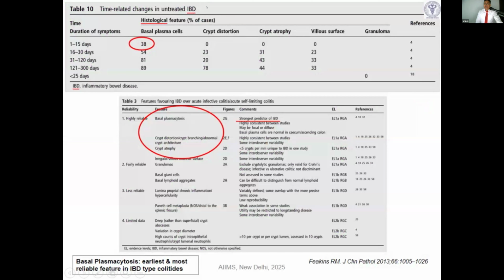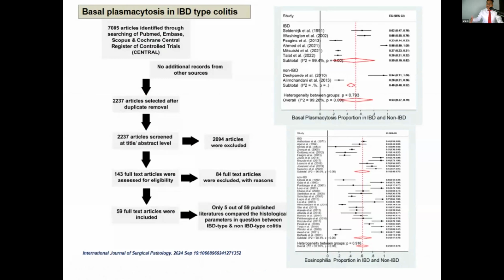Now, basal plasmacytosis was highlighted by the British Society of Gastroenterology in 2013. They said in their study that it is one of the earliest features of IBD. You can see it within 2 weeks of development of IBD, when architectural distortion is also not there, and it is one of the strongest predictors of IBD you can rely on. But please remember that many subsequent societies, like the Italian societies and some American societies, also stressed the presence of basal plasmacytosis for the diagnosis of IBD.